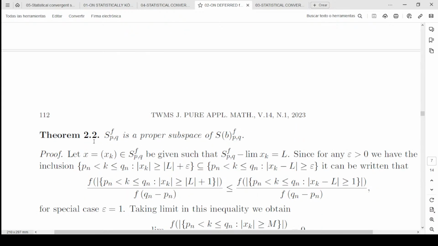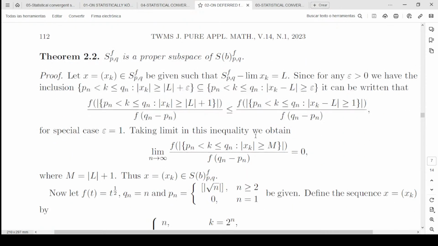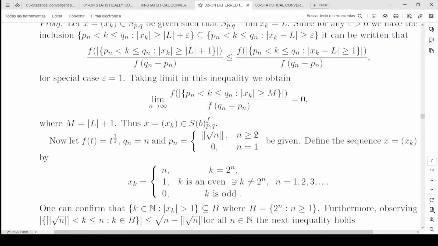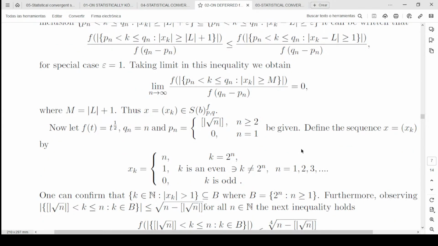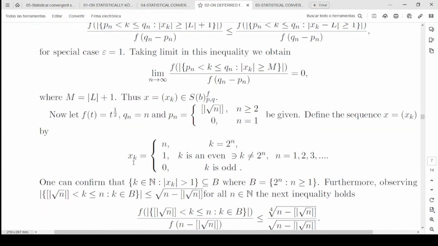In this theorem we show that the space of all f deferred statistically convergent sequences is properly included by the space of all f deferred statistically bounded sequences. Here we give an example showing that there exist some sequences which are deferred f statistically bounded, but not deferred f statistically convergent.